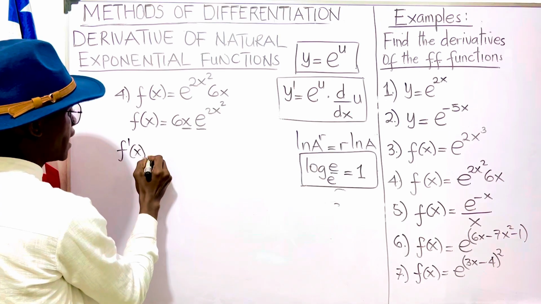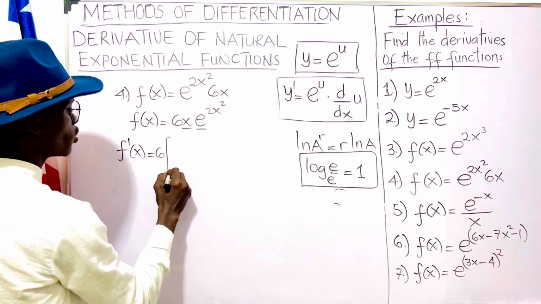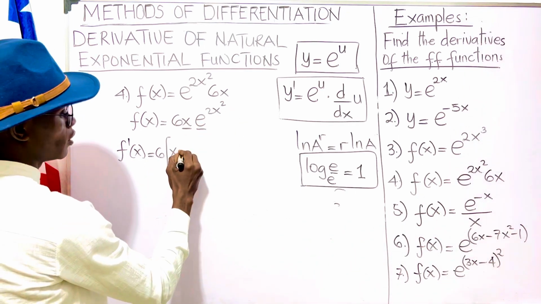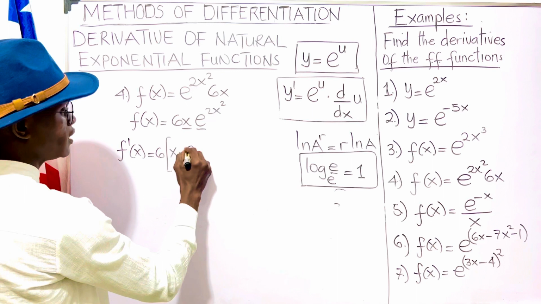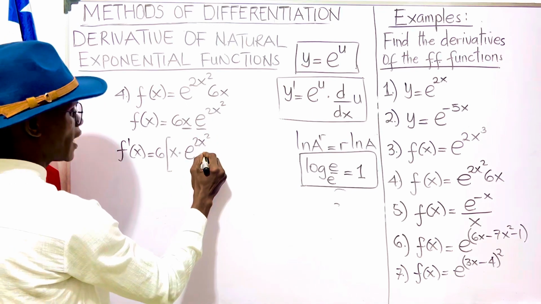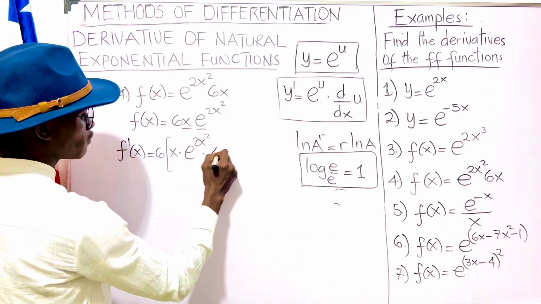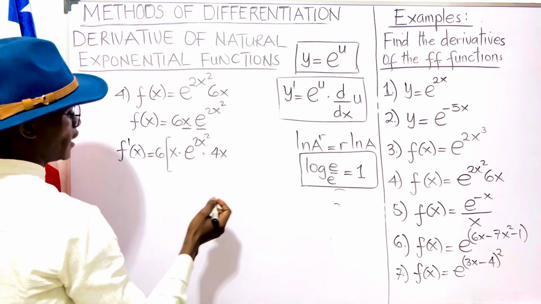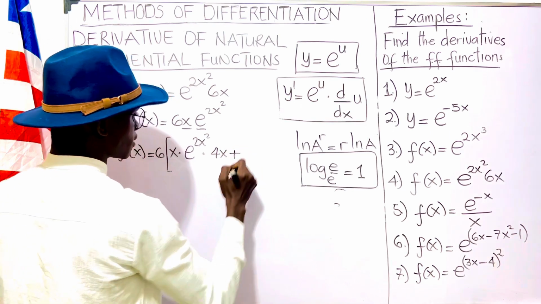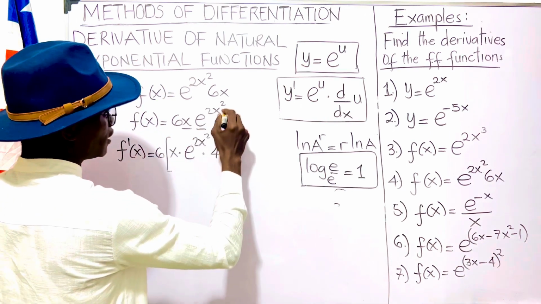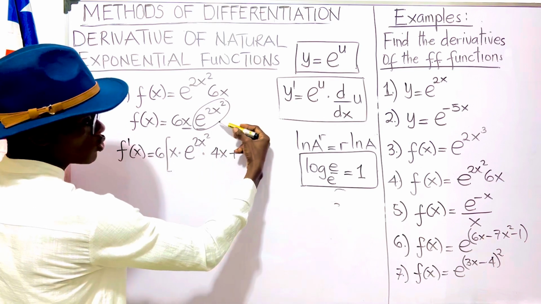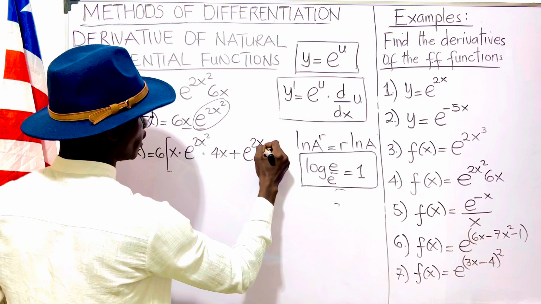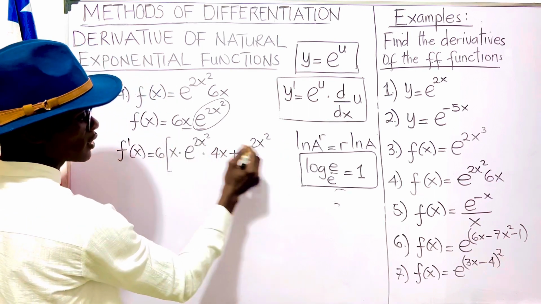The product rule says we must hold one of the functions, x, and differentiate the other. So the derivative of this is e raised to the power 2x squared times the derivative of 2x squared, which is 4x, because 2 times 2 is 4. Then we say plus, we rewrite the one that we held on to, e raised to the power 2x squared, and then we differentiate this x, which gives us 1.